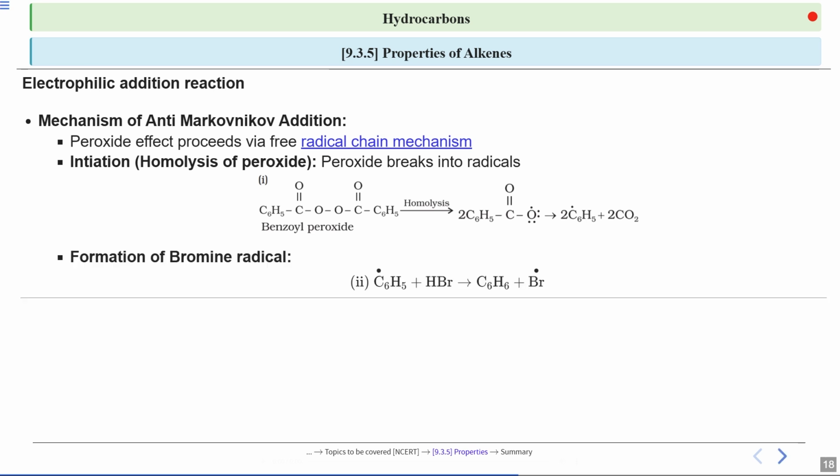Now this whole reaction occurs in the presence of heat or UV light, which triggers the homolytic cleavage of this benzoyl peroxide. Further, your phenyl radical reacts with your HBr to form a benzene and a bromine radical. So this is your second step, which is under the propagation step. The first step is the initiation, which is the formation of radical. The second step is propagation, where one radical is producing another radical.